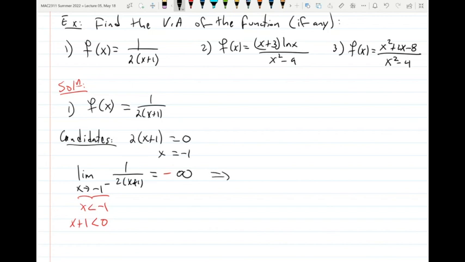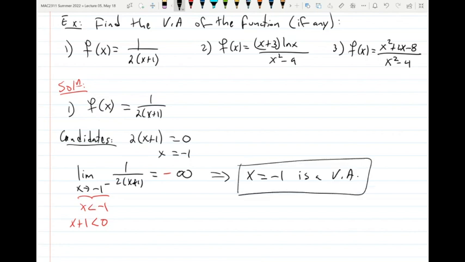Okay, anyways, the point is that this tells me that the line x equals -1 is a vertical asymptote. And we don't have any more candidates, right? There's nothing else that could give you infinity in this function, so that's it. This is a vertical asymptote.